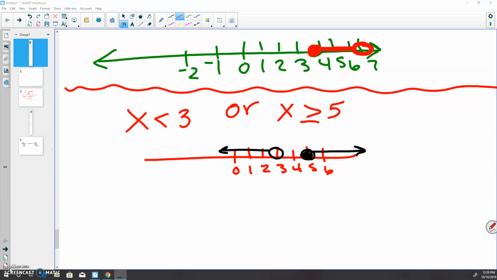X is less than 3. So I circled 3. Is it colored in? No, because it's less than. And it goes to the left. Then I circled 5. Is it colored in? Yes, because it's greater than or equal to, and it goes to the right. So or goes apart and goes together.